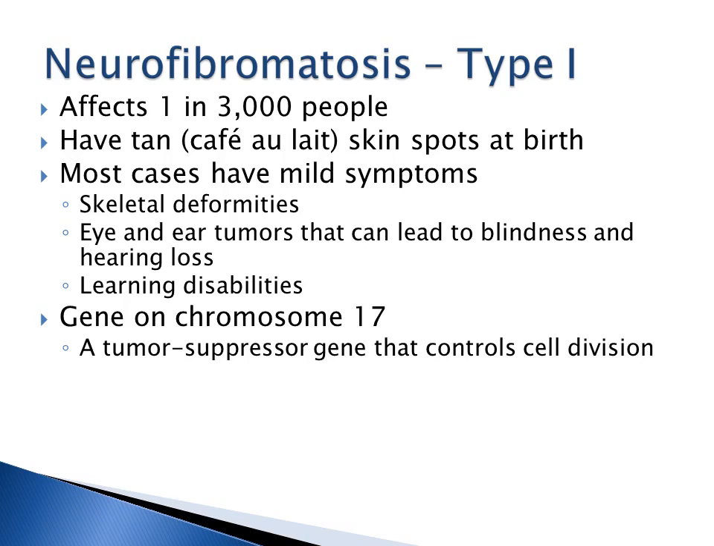The first disease we're going to mention is neurofibromatosis type 1. This disease affects 1 in 3,000 people, and people that have this disease have tan, or what's called café au lait, skin spots at birth. Most cases have mild symptoms such as skeletal deformities, eye and ear tumors that might lead to blindness and hearing loss, and possible learning disabilities. This disease is in a gene on chromosome 17, and the gene is a tumor suppressor gene that controls cell division.